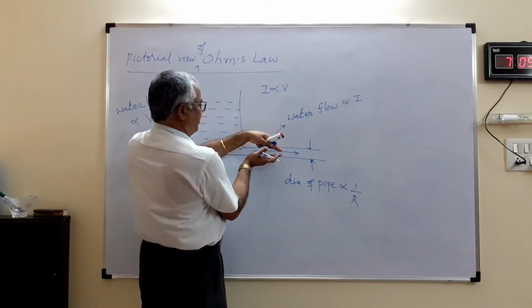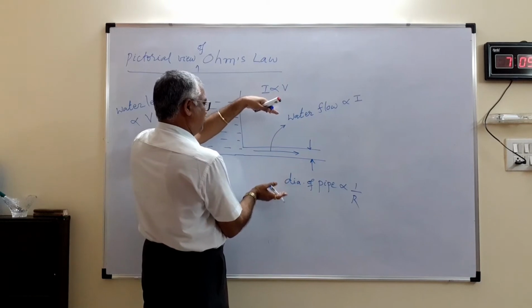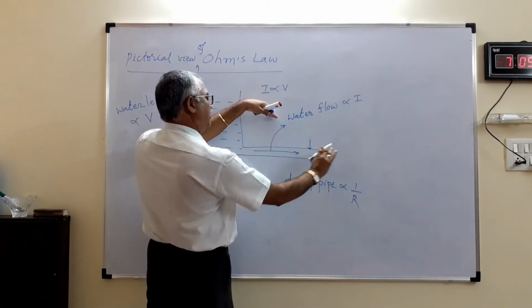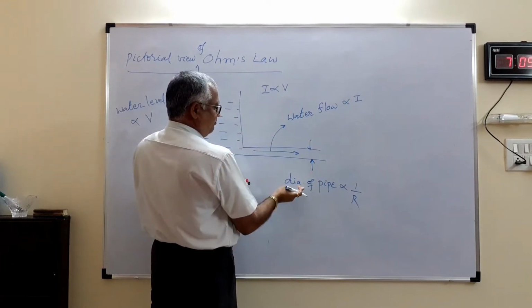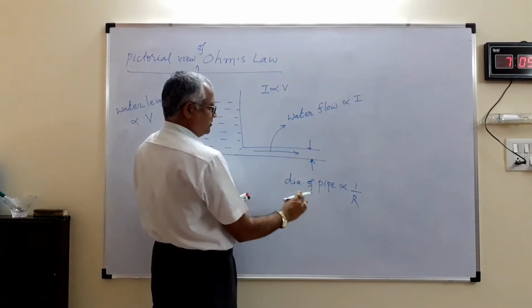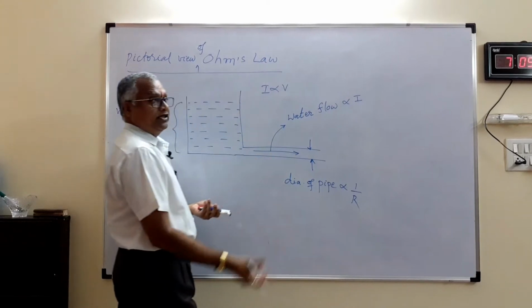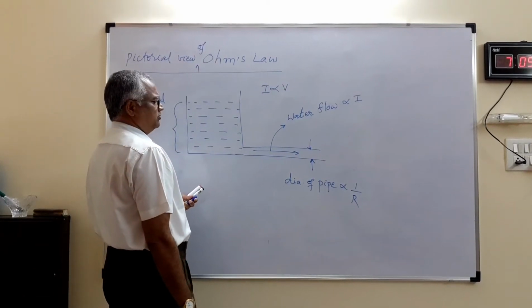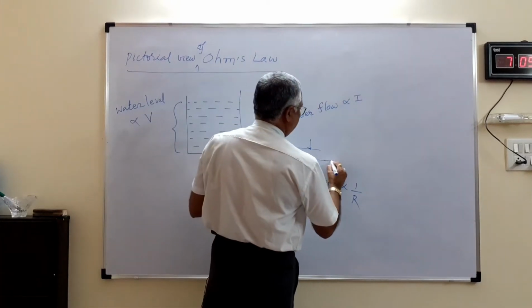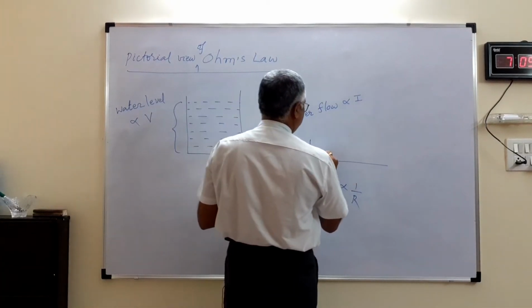So if pipe diameter is more, it means water is flowing freely. Water flowing freely means resistance is less. More diameter, less resistance. So what kind of relation is it? Inverse relation. So diameter of pipe is inversely related to resistor. Now this I am extending further.